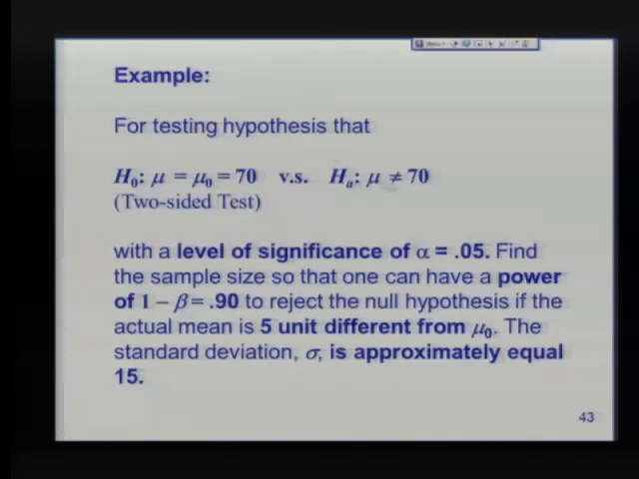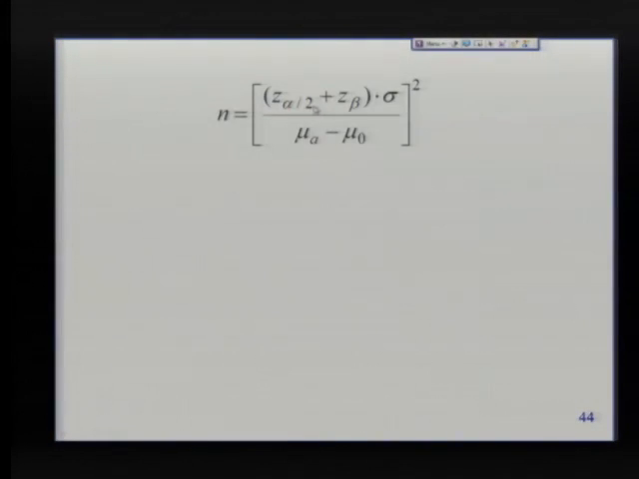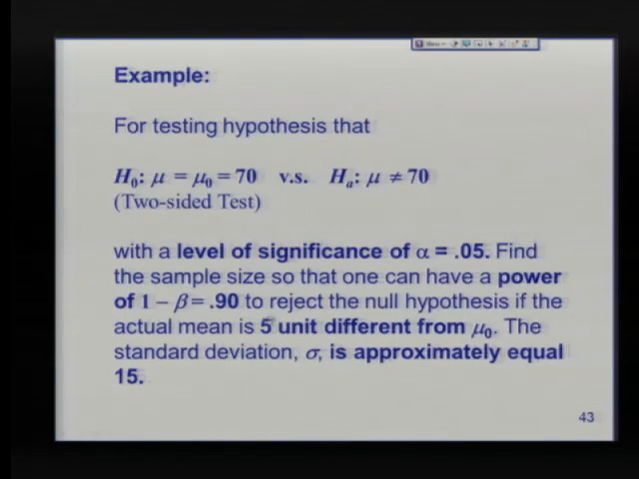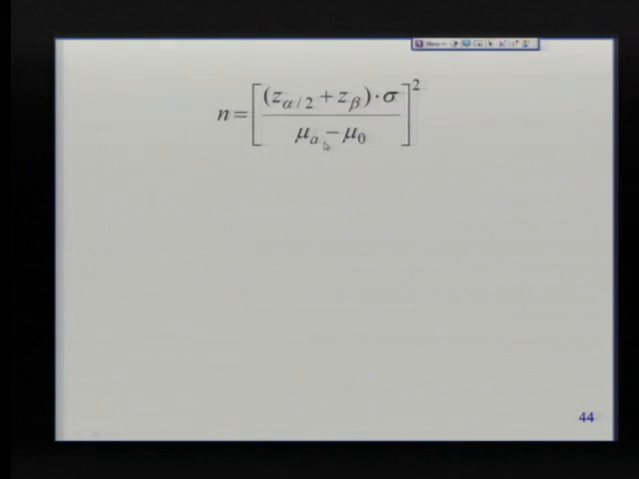This is a two-sided test, so this will be my formula. And the effect size is what? 5 units, right? So I put 5 units there.